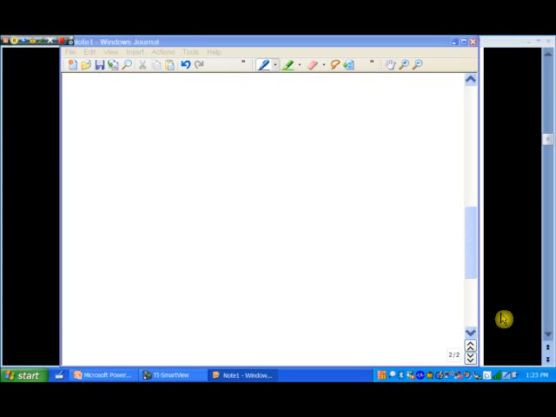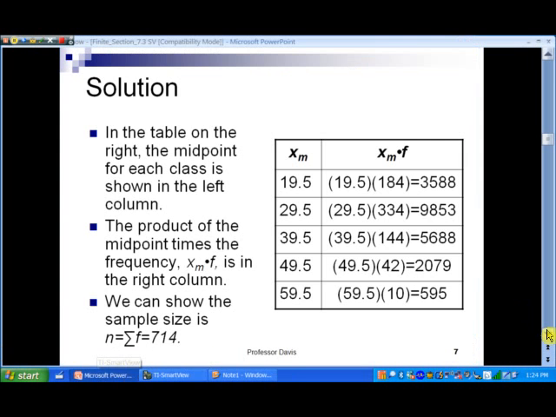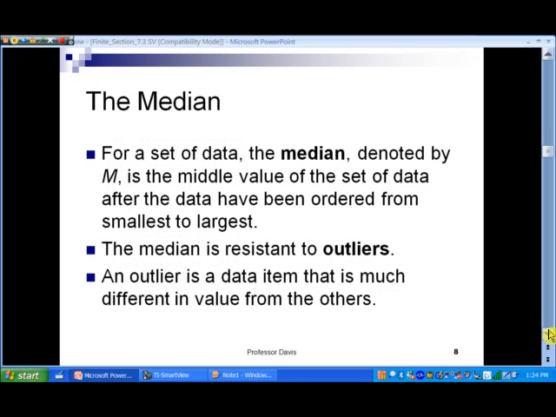Having talked about the mean now for a set of data and a frequency distribution, let's take a look at some of the other measures of centrality here. Next, we can say for a set of data, the median, denoted by the capital letter M, is the middle value of a set of data if after the data has been ordered from smallest to greatest. And one thing about the median that's nice, it's resistant to what are called outliers, meaning that if you have one data item that's kind of out of whack from all the other data, the median kind of disregards that because all we're concerned about is the middle number after we rank it.